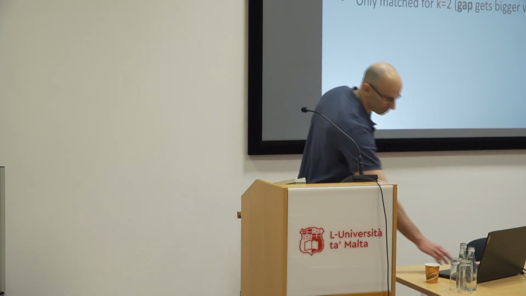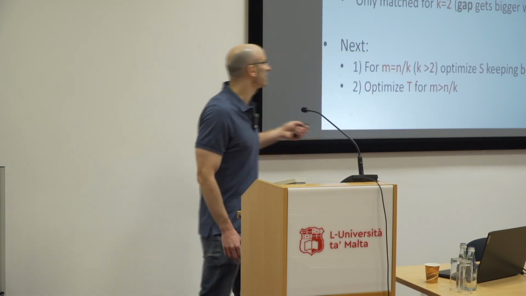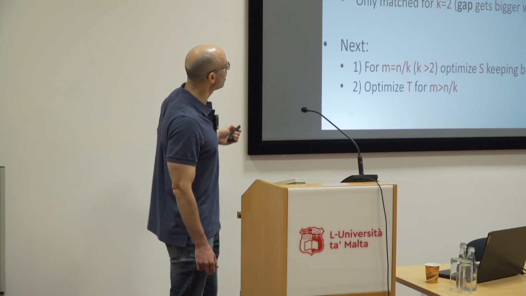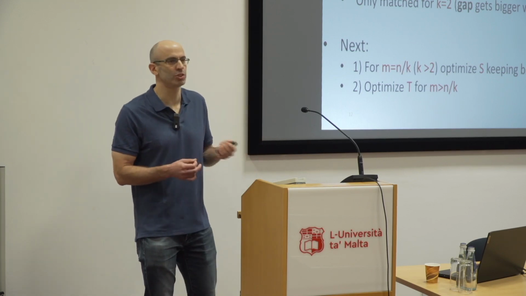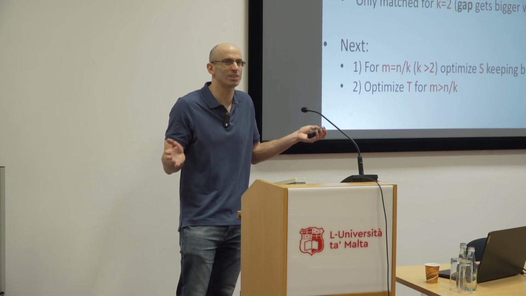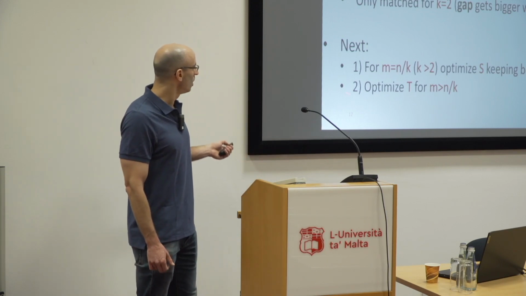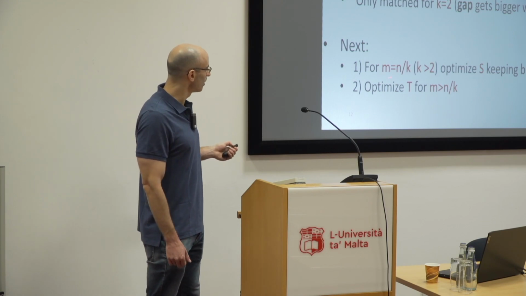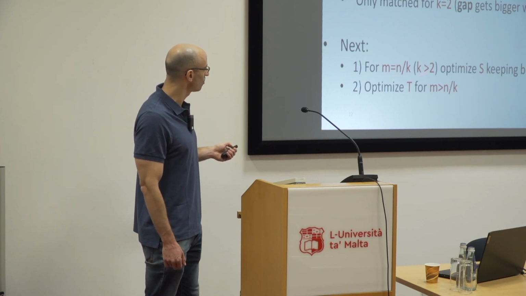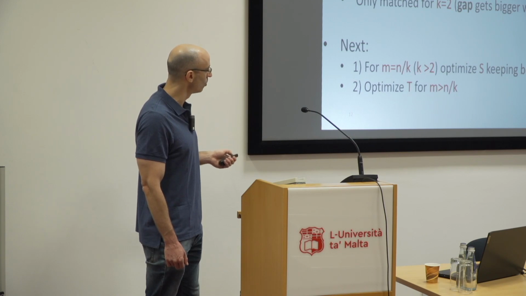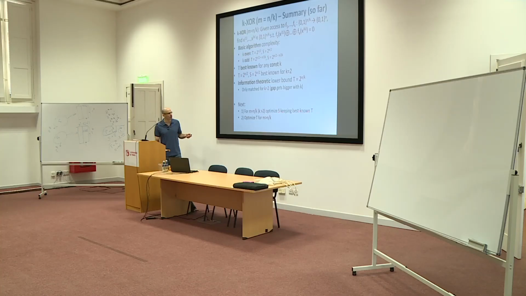So what's left to do here? I talked about all these things, and in many different regimes, the basic algorithm is the best that we can do. So what's left to talk about? I'll talk about basically two regimes. The first is we'll keep m equals n over k, and we'll talk about k larger than 2. We'll try to optimize the space complexity while keeping the best known time complexity. Like I said, we don't know how to improve the time complexity for this regime. But for k larger than 2, we do know how to obtain better space complexity.